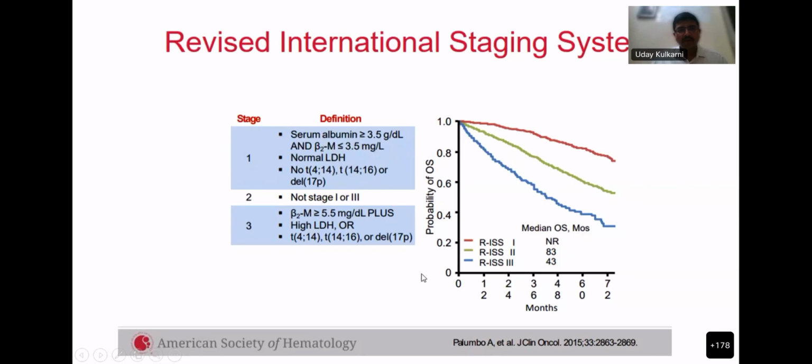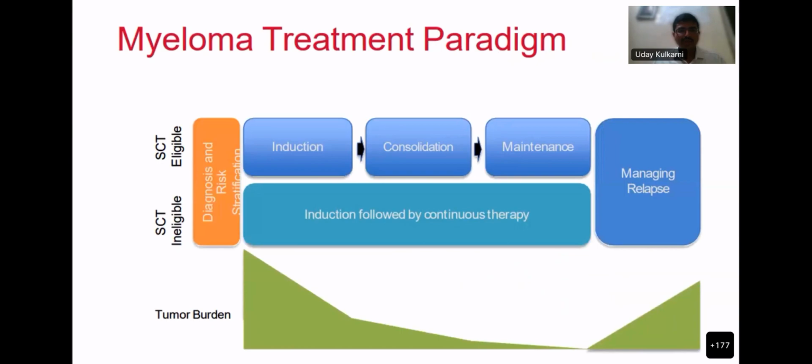abnormalities. Whereas stage 3 is when beta 2 microglobulin is more than 5.5 milligram per liter, and they have high LDH, or any of these 3 high risk karyotypic abnormalities are there. And as you can see, the overall survival is different for all these categories, essentially stage 3 having the worst prognosis. So we use this revised international staging system routinely in the clinic. So this is the last slide of the treatment slide set.